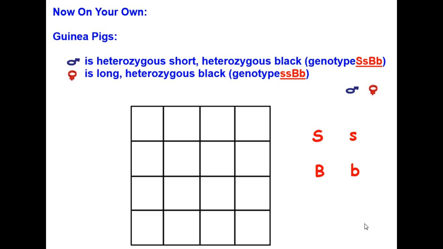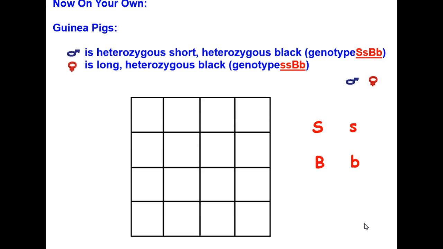Use the exact same procedure we just did on the previous example, and you should get an answer that looks something like this for your Punnett square.